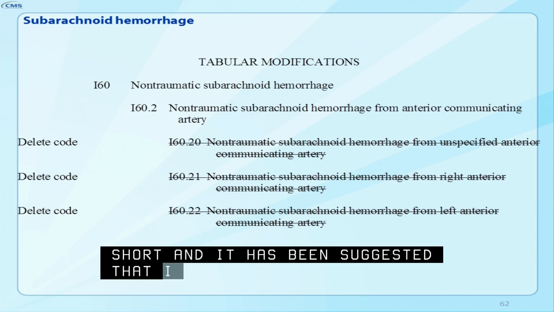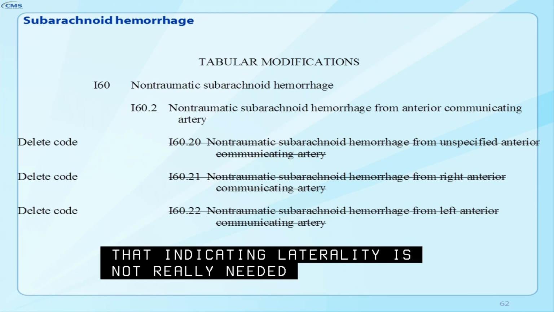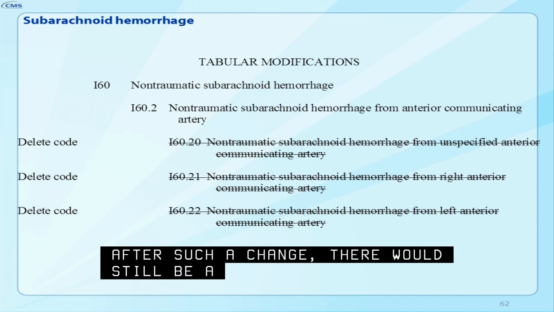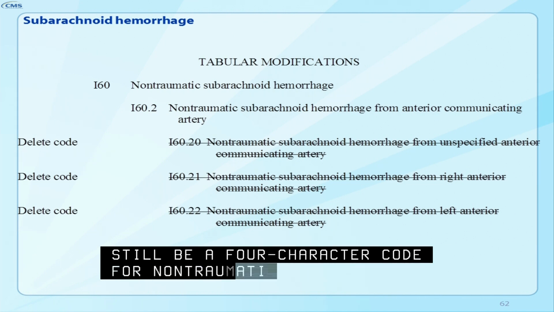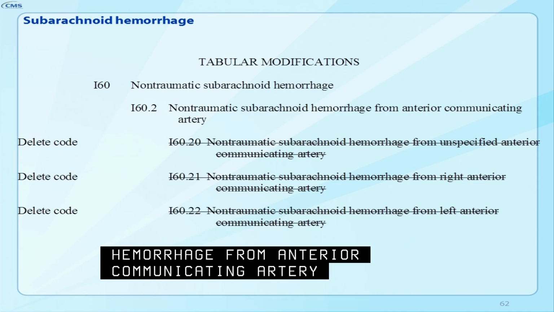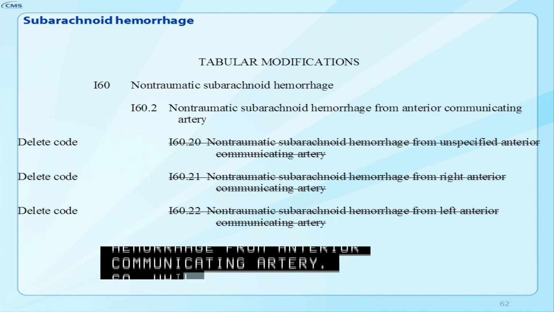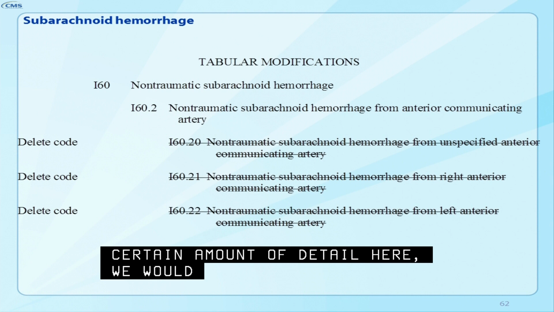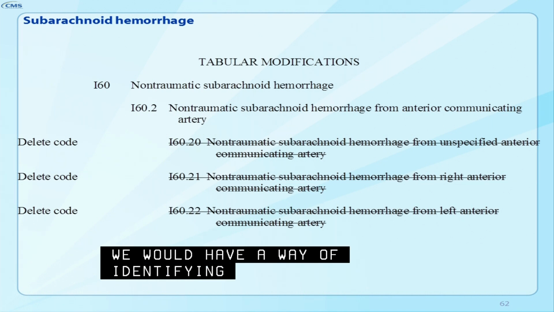Now, after such a change, there would still continue to be a 4-character code I60.2 for non-traumatic subarachnoid hemorrhage from anterior communicating artery, which would correspond to a WHO ICD-10 code also. So while we would not have a certain amount of the detail here, we would still have a way of identifying it as being from the anterior communicating, just not whether it was from the left side or the right side.